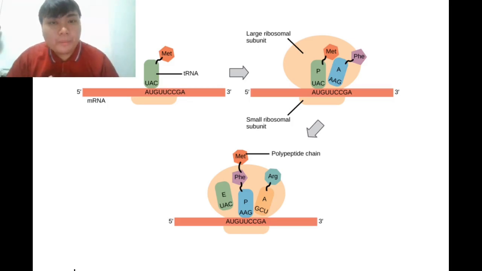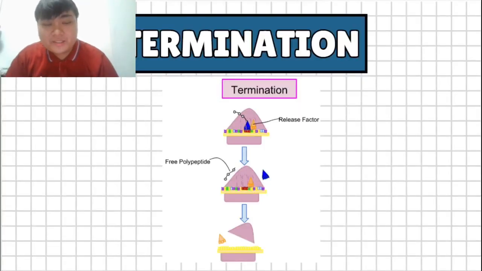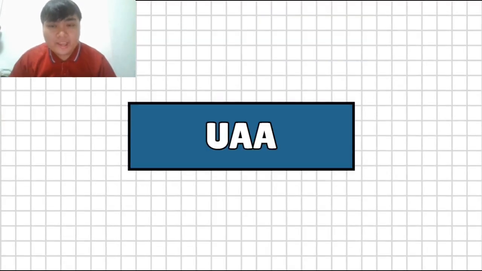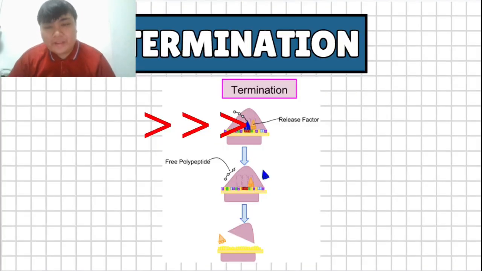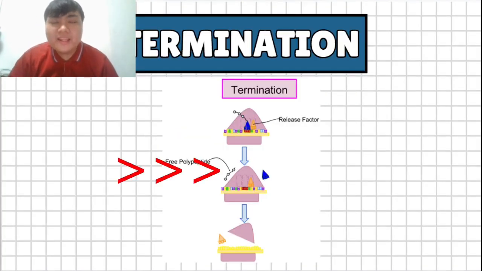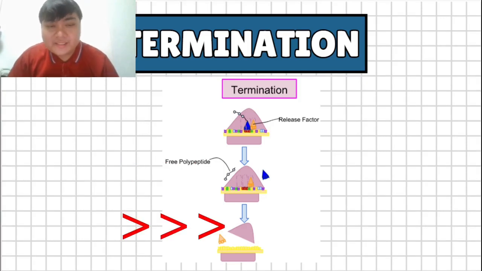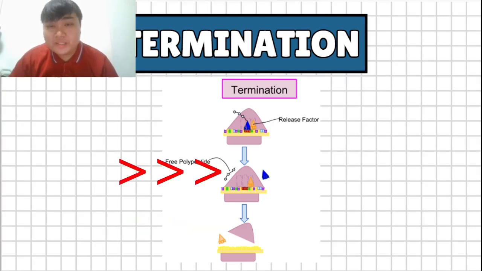Now, after our polypeptide linkage is formed, we have the termination stage. When a stop codon, which are UAA, UAG, or UGA, is reached, no tRNA can match it. Instead, a release factor binds and the ribosome lets go of the polypeptide chain. The ribosome disassembles and the newly made protein begins folding into its final shape.